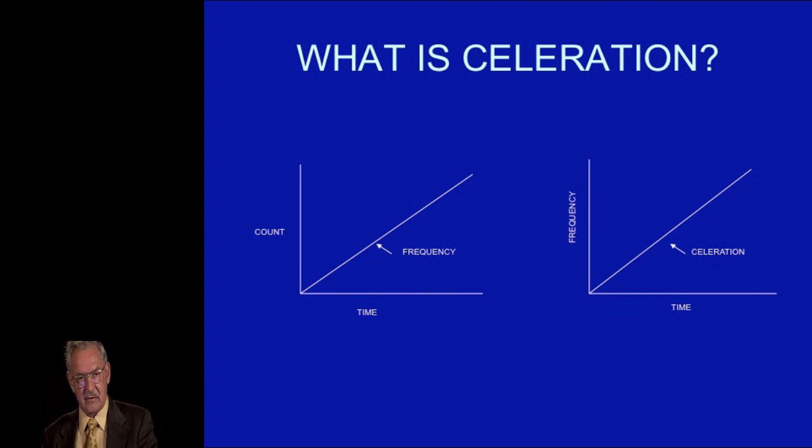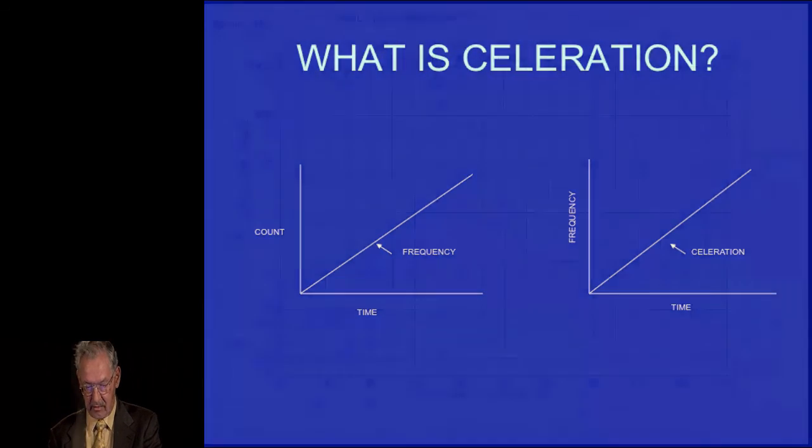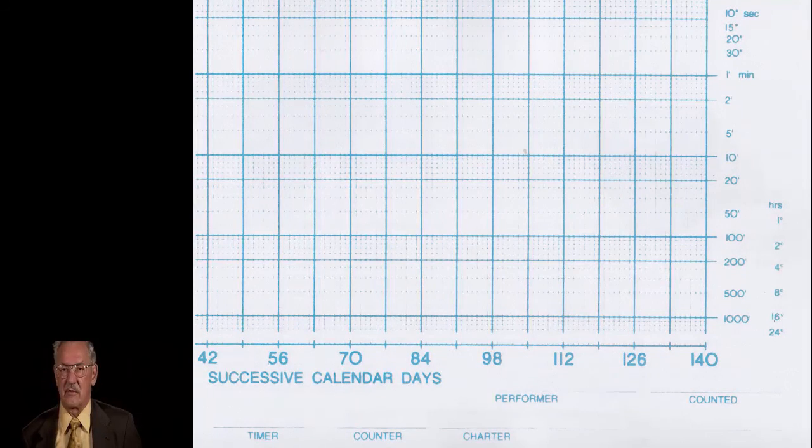Now then, if you put frequency on the vertical axis and time along the horizontal axis, the slope is something called celeration, which is the change in frequency per unit of time. So just as frequency is change in count per unit time, celeration is the change in frequency per unit time. So the Standard Celeration Chart flows directly out of the cumulative record.